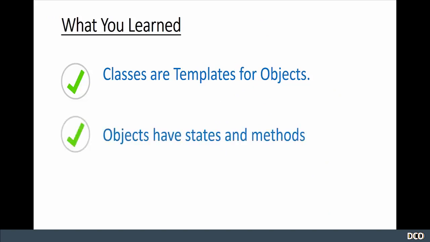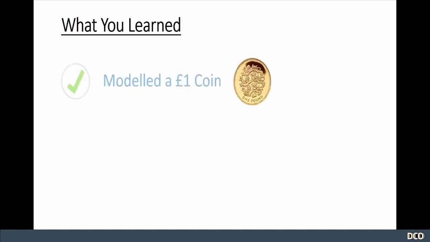Now, objects, just like in the real world, have two things. They have states and they have methods. In your class, you use variables to create the states, and you use functions or methods to create the behaviors for your objects. We jumped right in, and we created our very first object and a class, which was a model for a pound coin.